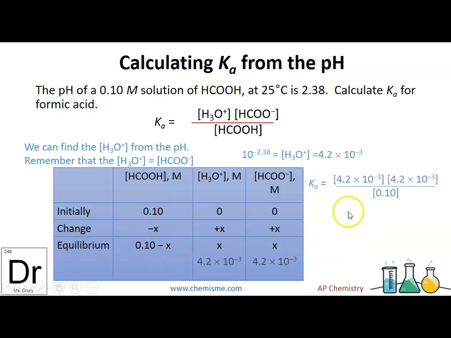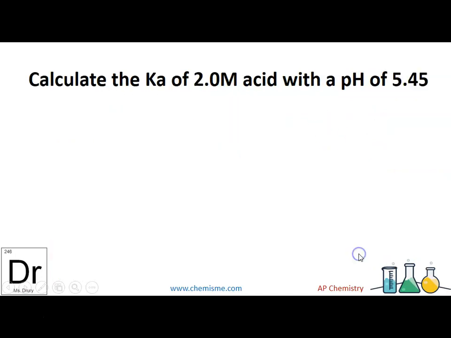So we're going to plug it into our Ka expression and solve, and we get 1.8 times 10 to the minus 4th. So if you know the pH of a substance, you can work backwards and get a Ka just the same as usual. You're still writing a Ka expression, you're still doing icebox, you're just solving in the opposite direction in the Ka expression. So let's do it one more time.